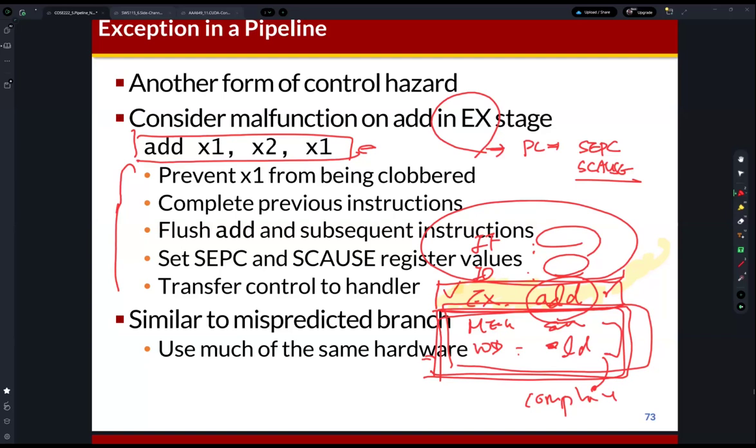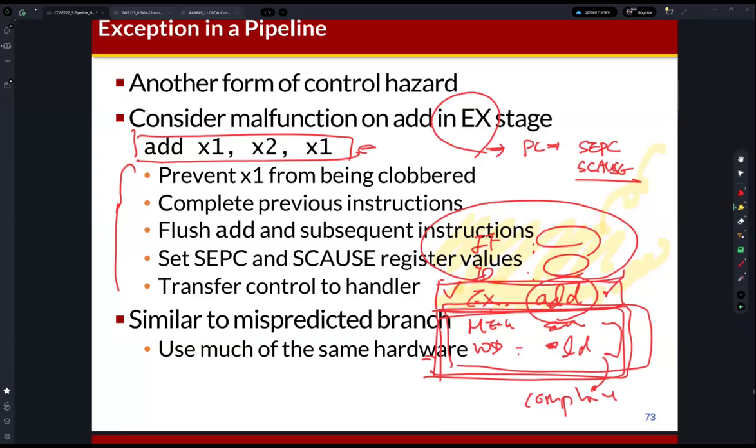Because this instruction has a certain problem, right? Then the following instructions may be influenced by this instruction. So this instruction needs to be also cancelled, so flushed. Okay, so you need to understand this.